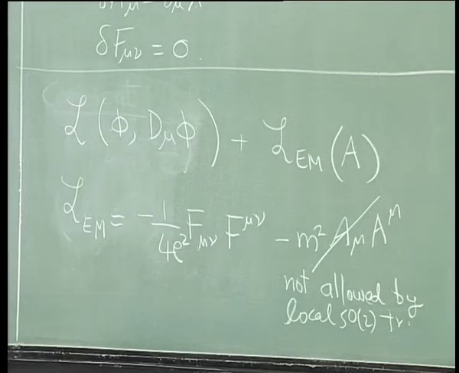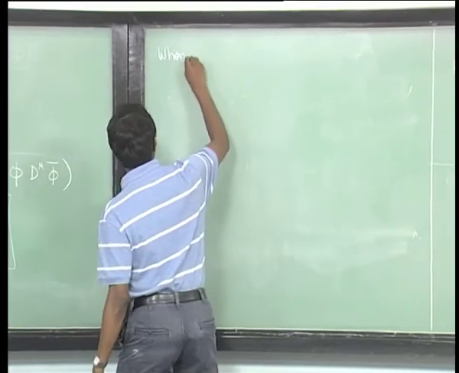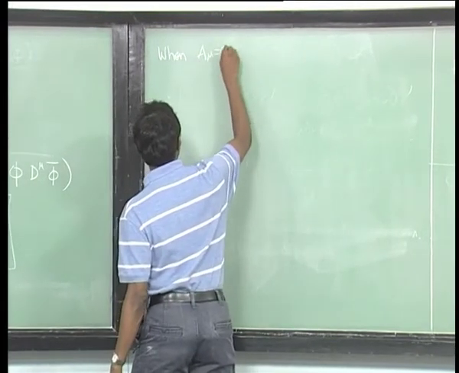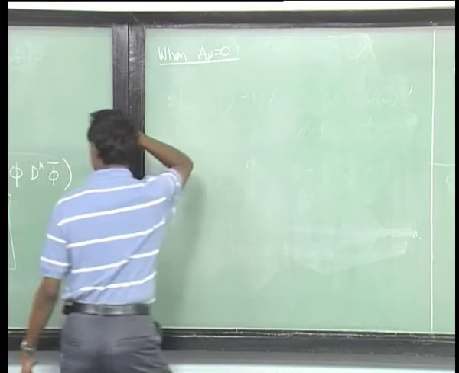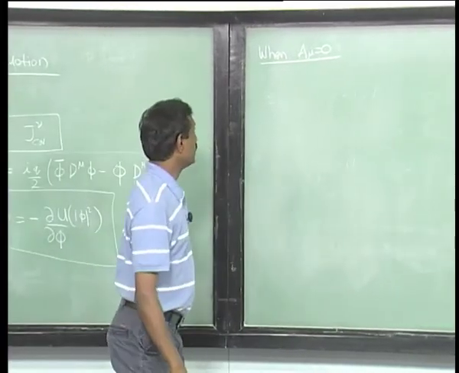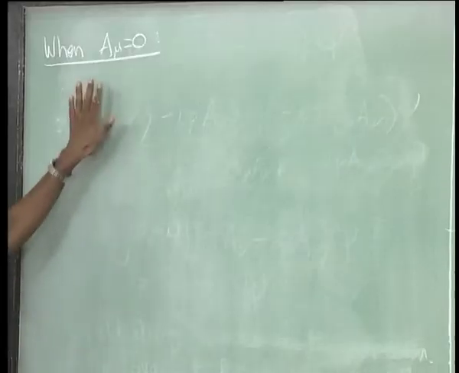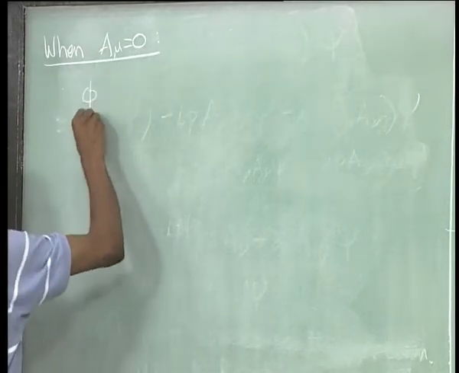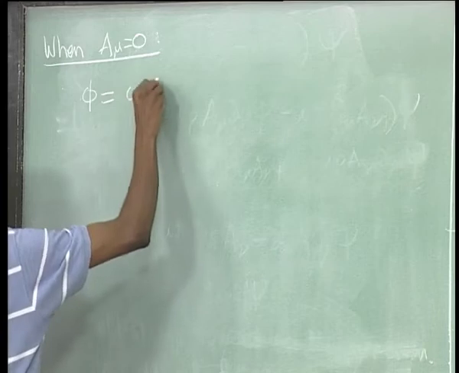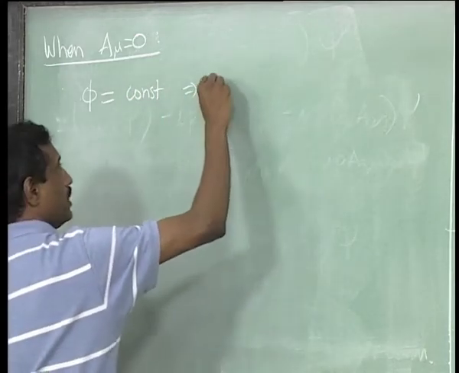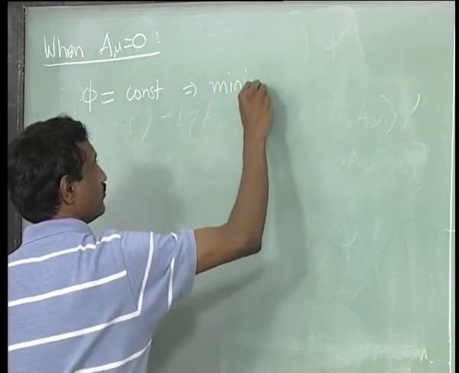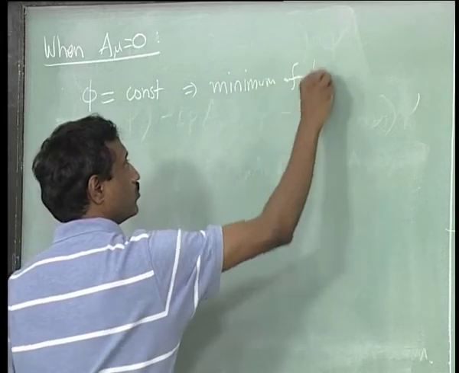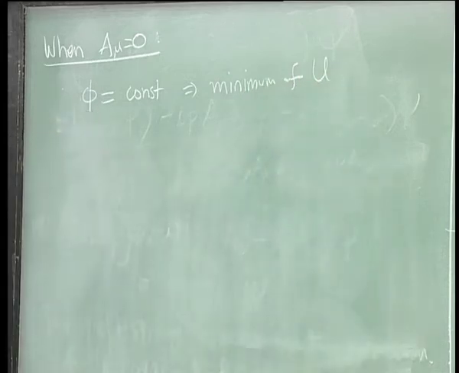So, let us say that when mu is 0, then we are back to the old classical vacuum, and what was it? You look for phi equal to some constant, and it was the minimum of u. This is what we would have chosen.